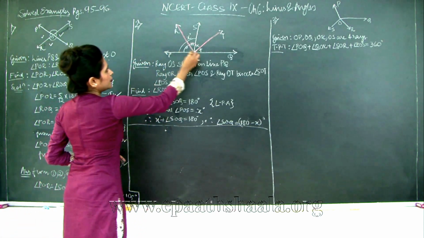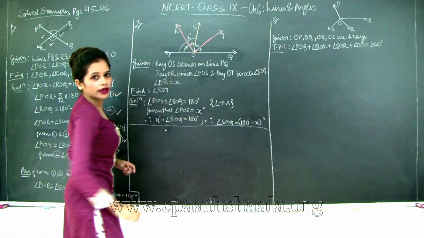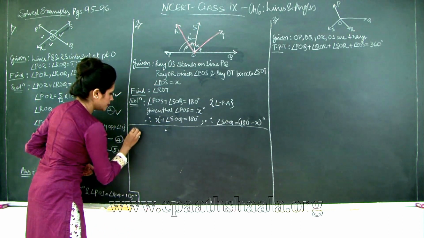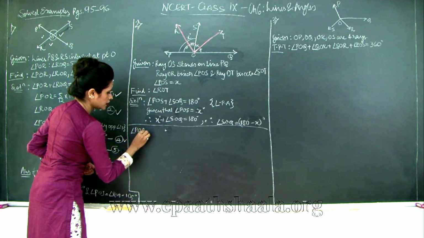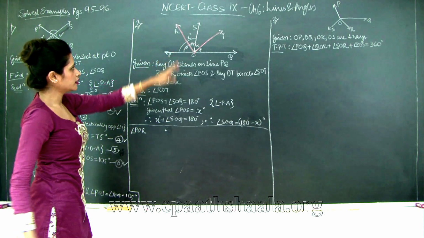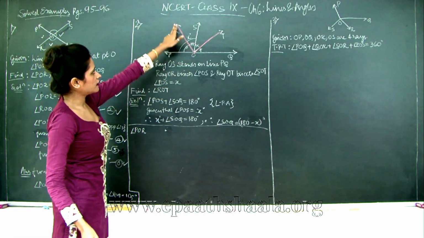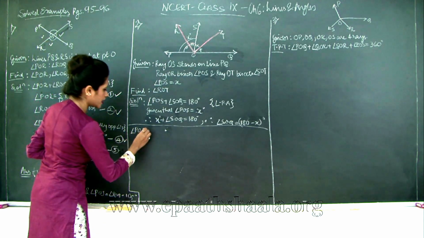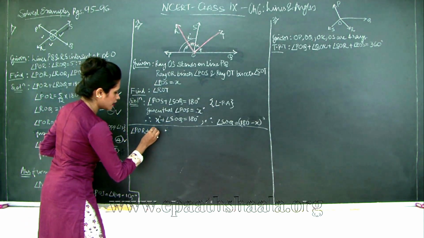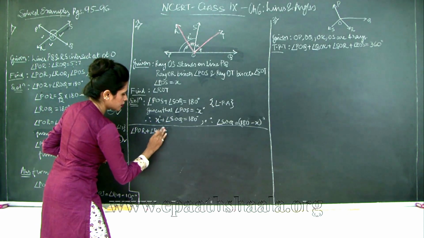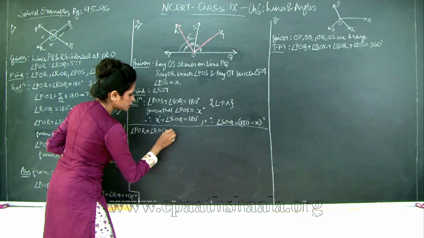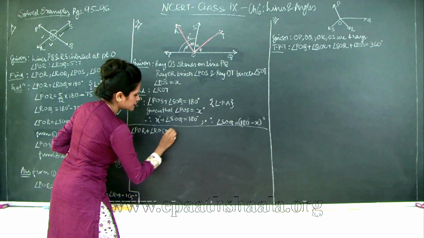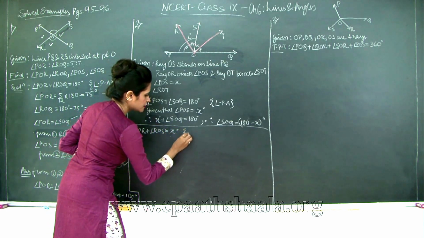Now angle POR is equal to angle ROS. So angle POR plus angle ROS is also x degrees. Why? Because they are adjacent angles. So angle POR plus angle ROS is equal to x degrees. Why? Because they are adjacent angles.